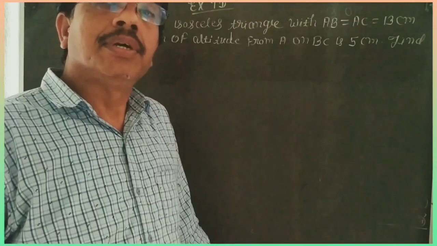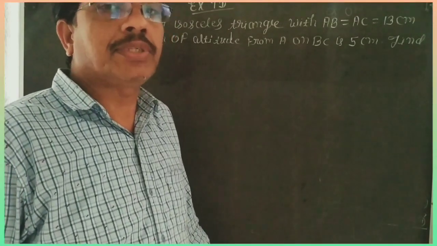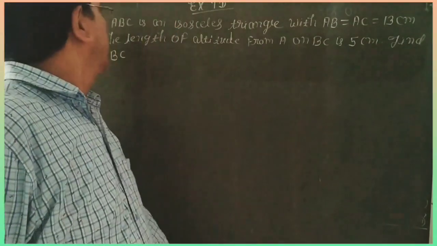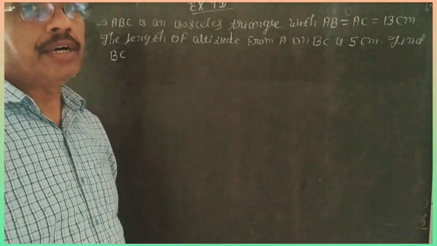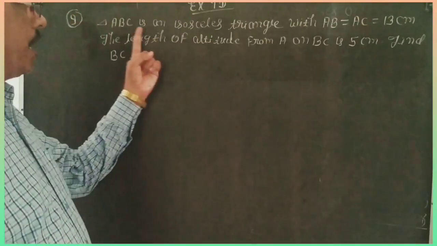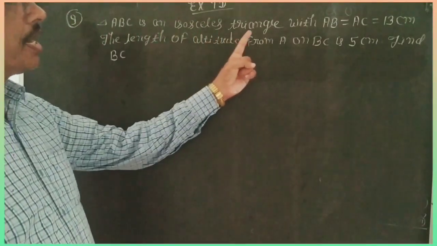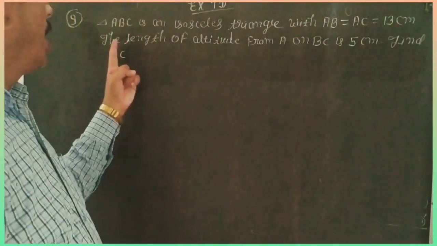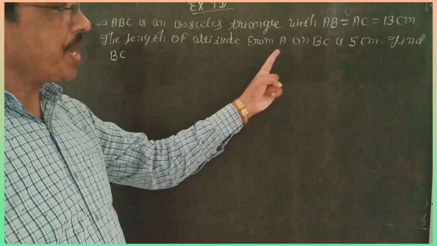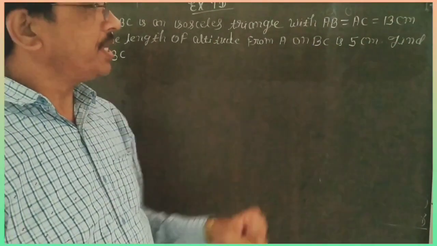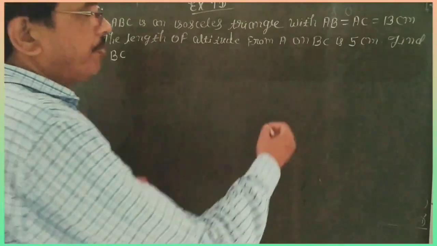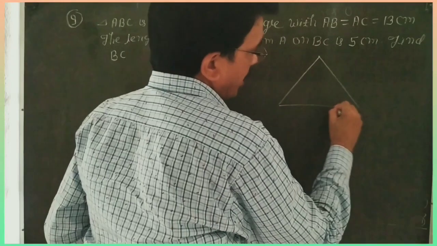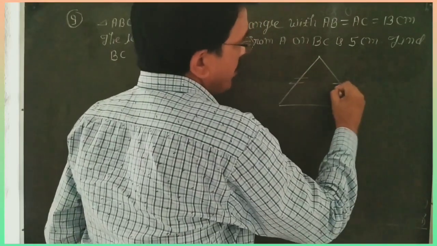Dear students, today I solved some problems of exercise 7D starting from question number 9. See here, triangle ABC is an isosceles triangle with AB equal to AC equal to 13 cm and the length of the altitude from A on BC is 5 cm. Then find BC. First, it is given that ABC is an isosceles triangle such that AB is equal to AC.